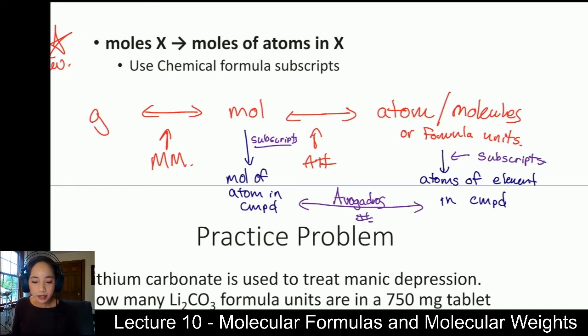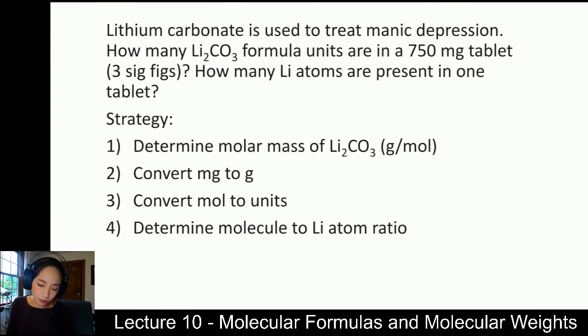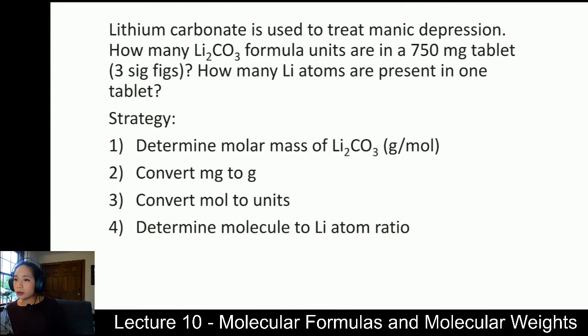So let's do some practice problems, practicing navigating this roadmap that we just made. All right, so we have this problem. Lithium carbonate is used to treat manic depression. How many lithium carbonate formula units, so lithium carbonate is an ionic compound, are present in a 550 milligram tablet, 3 sig figs? And how many lithium atoms are present in one tablet? So this question is asking two different things. How many formula units? How many lithium atoms? So let's just focus on the first one first.